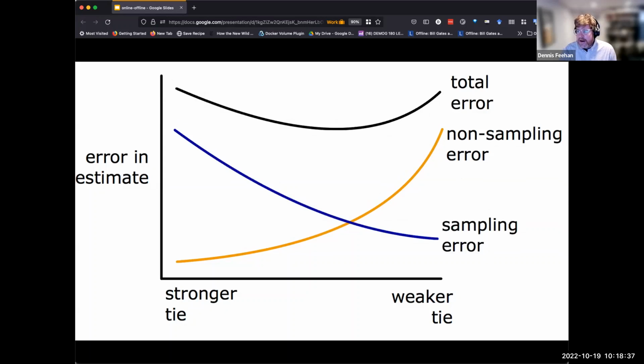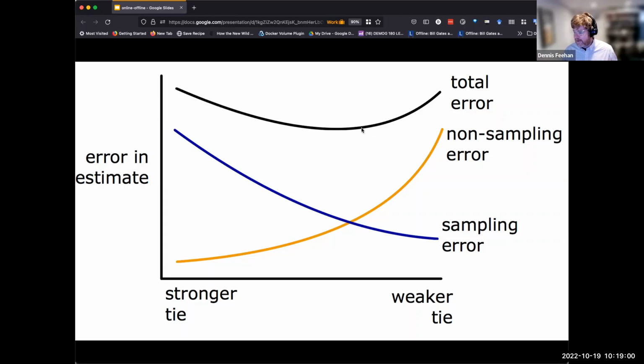And of course, what we care about at the end of the day is not just the sampling and the non-sampling error, but the error in the estimate. So we care about how these two things combine to produce total error. And what this conjecture suggests is that we should try to find some kind of tie strength that hits this sweet spot where total error is minimized.